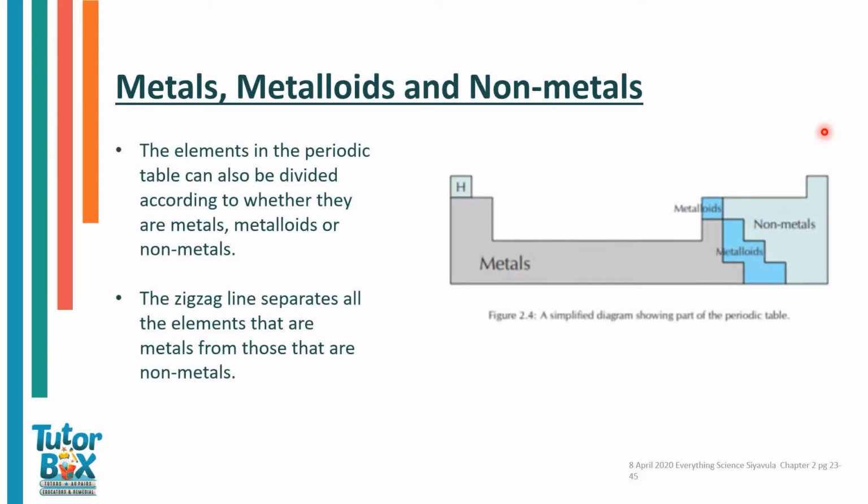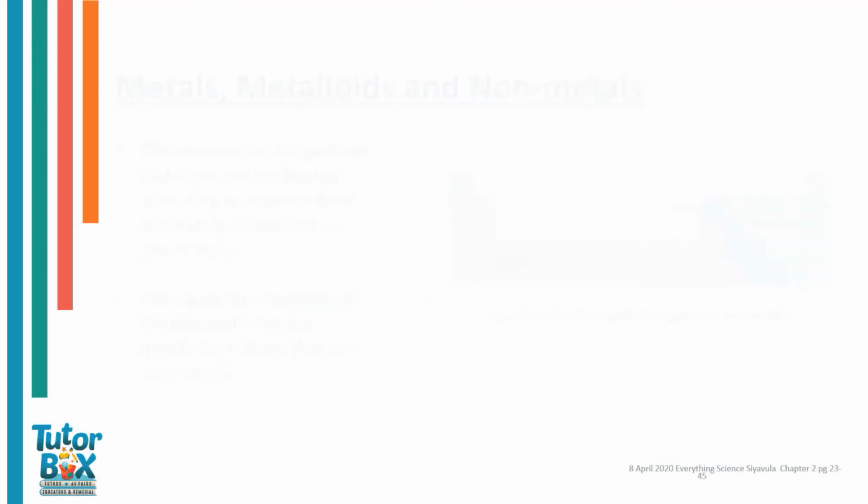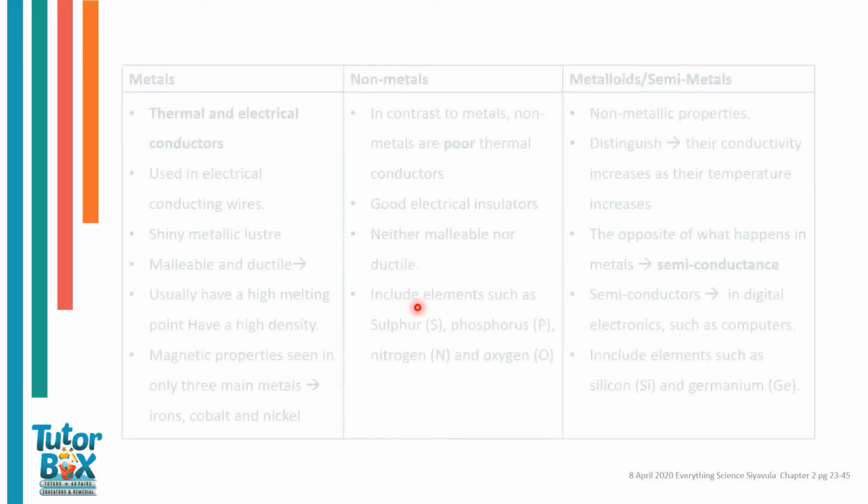So the elements in the periodic table can be divided according to whether they are metals, metalloids, and nonmetals. They all have their own specific properties. Your metals are found on the left, your nonmetals are found on the right, and the line that separates them are really your metalloids. So the zigzag line separates all the elements that are metals from those that are nonmetals, and they obviously all have their own properties, which is why we classify them as such. So what are these properties?